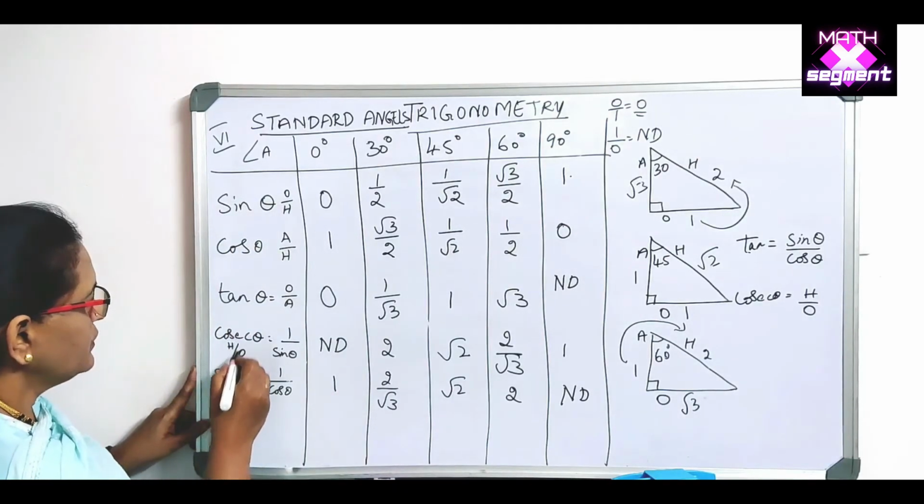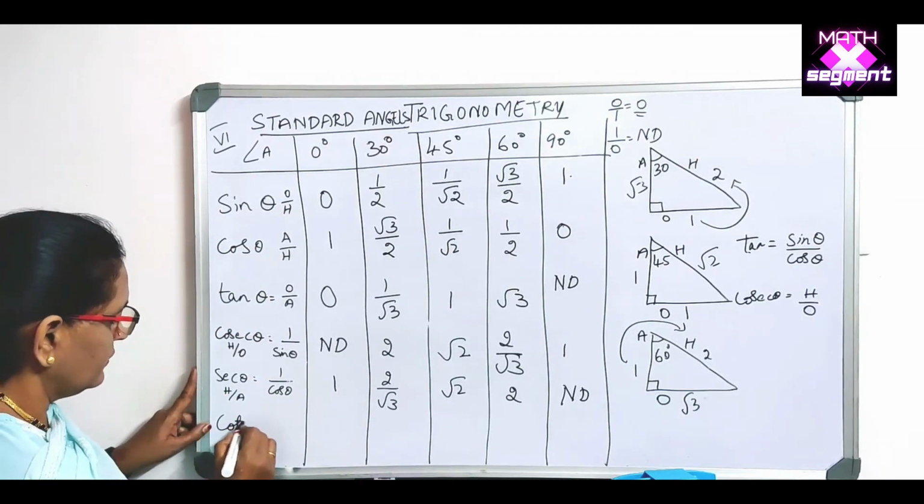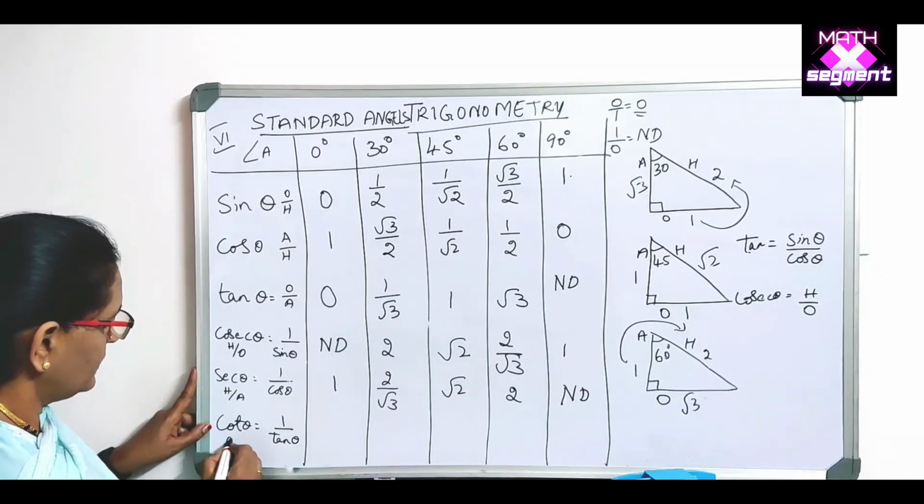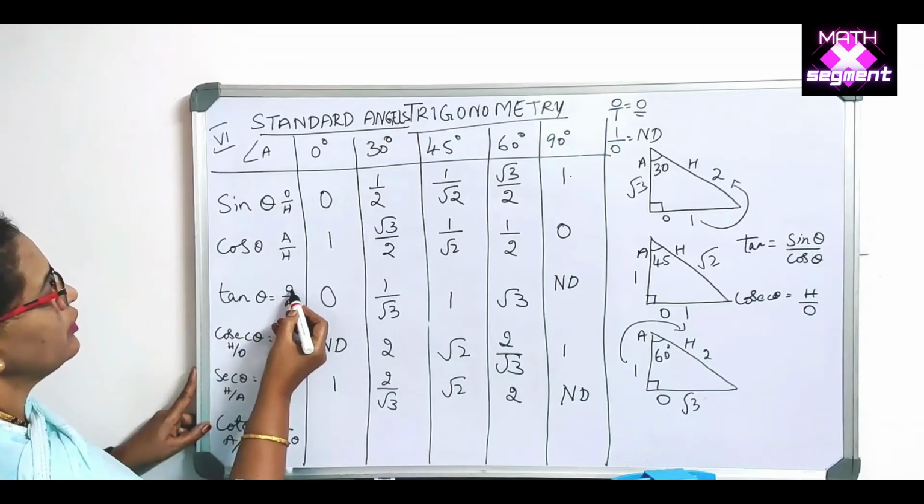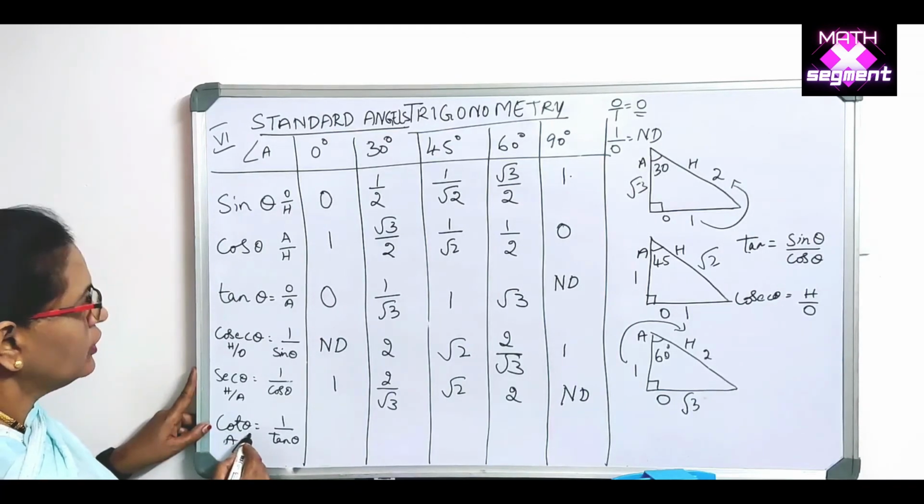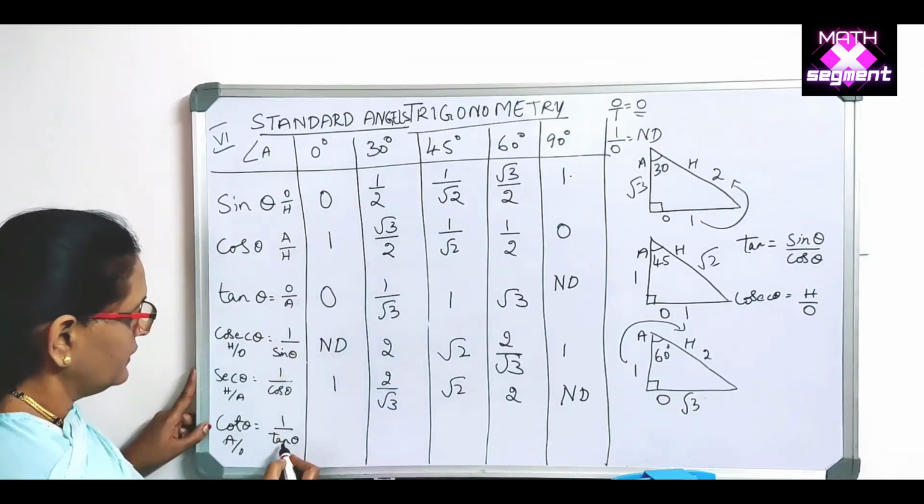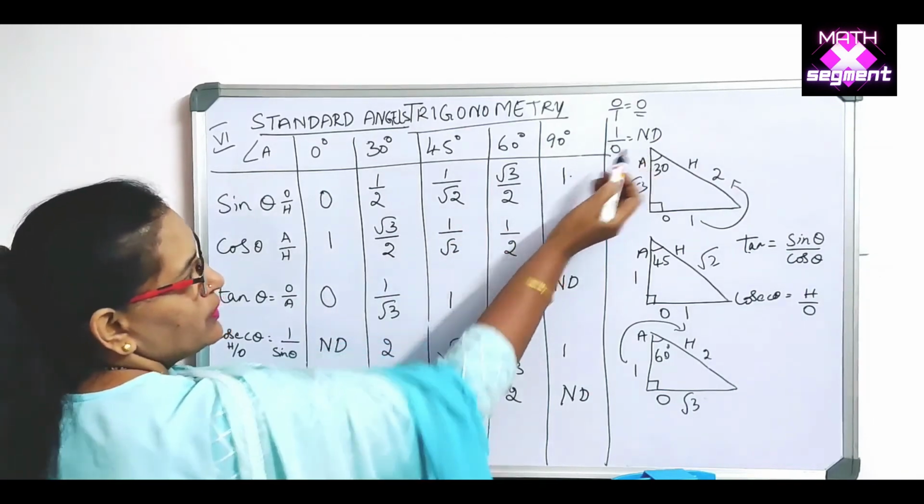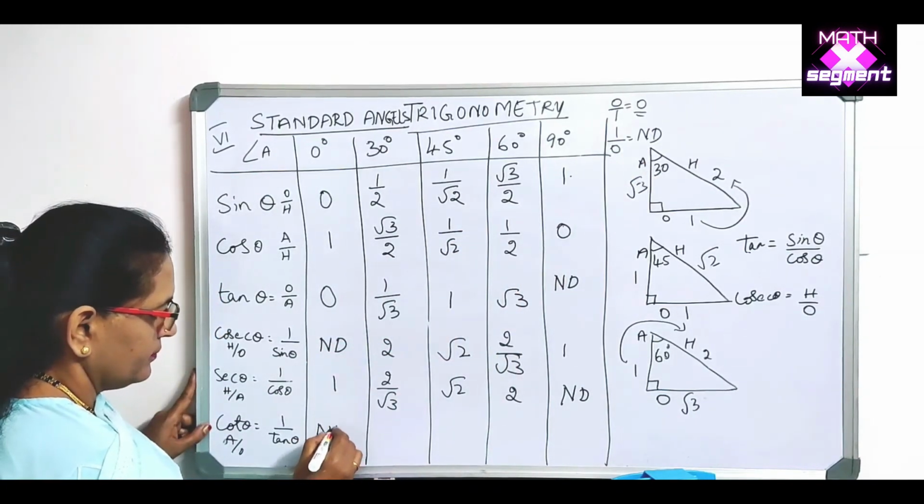Then the last one, after cosecant and secant, is cot. Cot is what? 1 divided by tan theta. Or we can say adjacent by opposite. Because here you have written opposite by adjacent, I have to write adjacent by opposite. So cot theta for 0 degree, it is 1 divided by tan theta. 1 divided by 0. 1 divided by 0 is not defined.